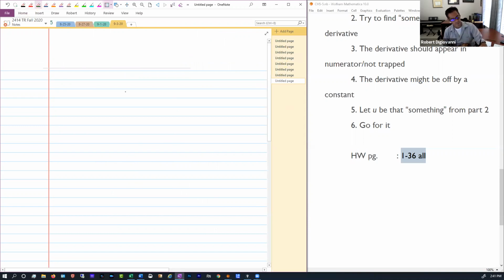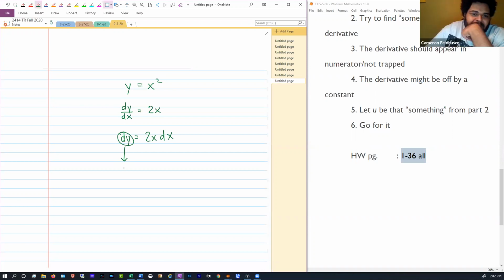Maybe I can do it this way. Let's go back to the example I gave earlier. Let's say y equals x squared. And we are taking the derivative with respect to x on both sides. You just get 2x. And then I write dy equals 2x dx. Multiply both sides by the differential. And now I ask you, what's the antiderivative of each one? So what's the antiderivative of the derivative of y? Just y.